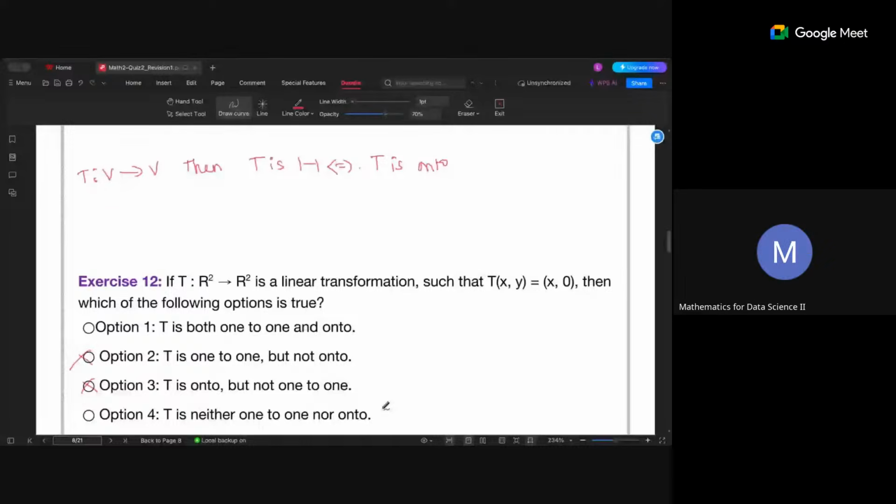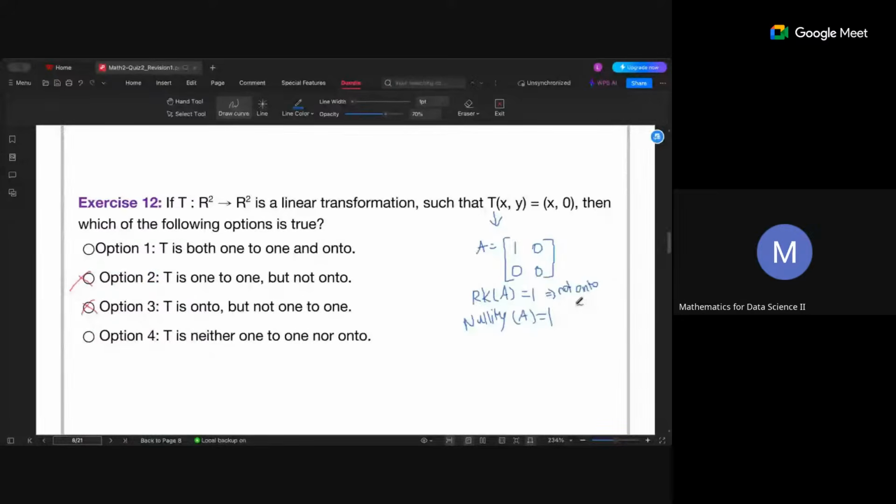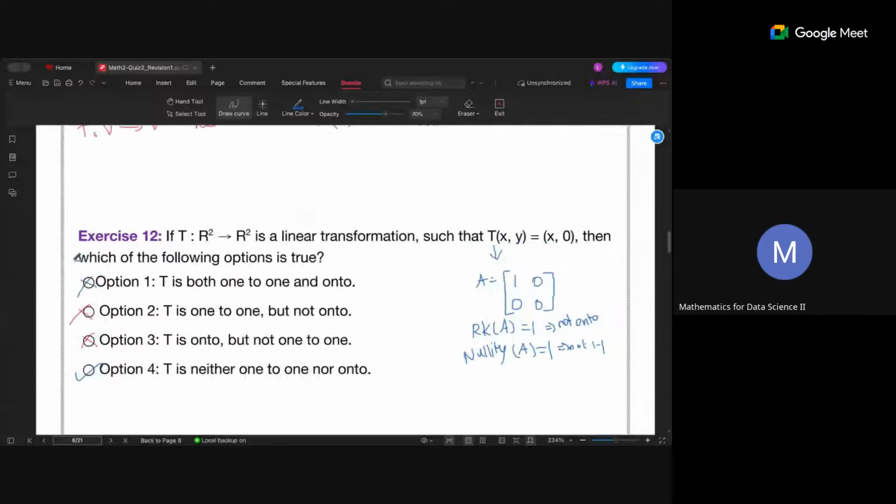Here T of (x, y) equals (x, 0). So what is the matrix representation? It is [1 0; 0 0]. So the rank of A is 1 and the nullity of A is 1. So this is not onto and not one-to-one. Neither one-to-one nor onto. Is this clear?